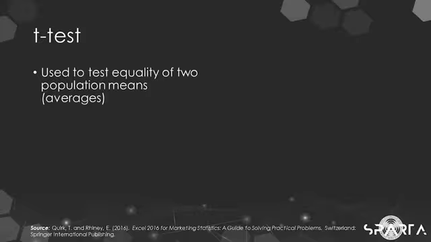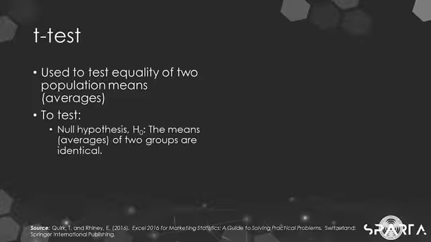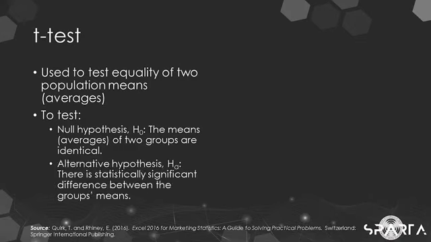Student's t-test is one of the most commonly used techniques for comparing two groups or populations and determining if there is a significant difference between their means or averages. The null hypothesis states that the population means of the two groups are equal, while the research or alternative hypothesis states that the population means of the two groups are not equal.